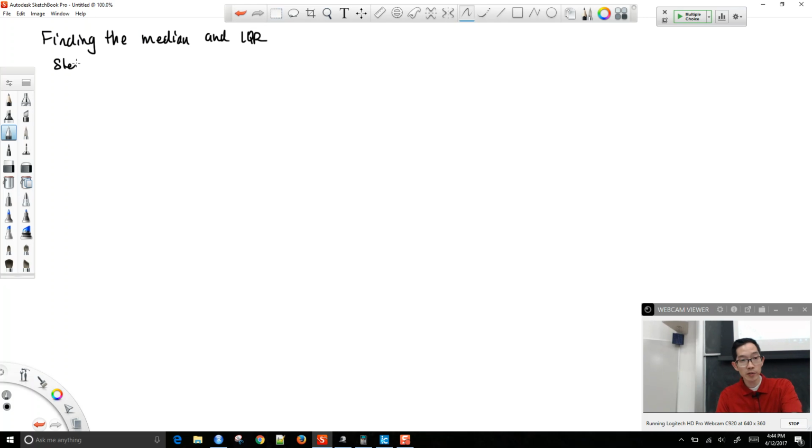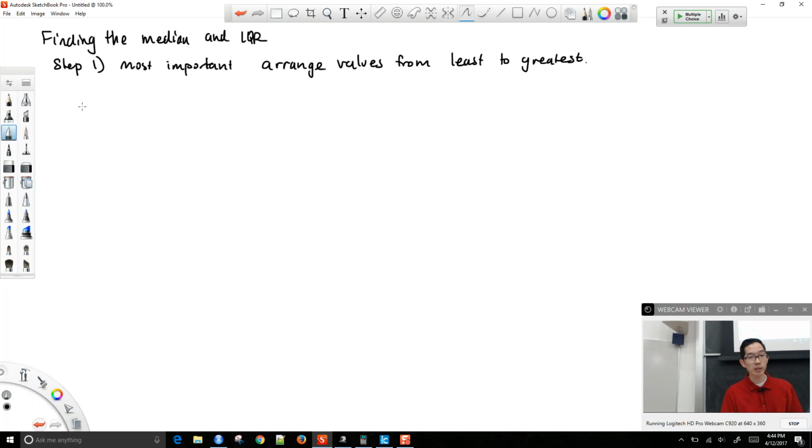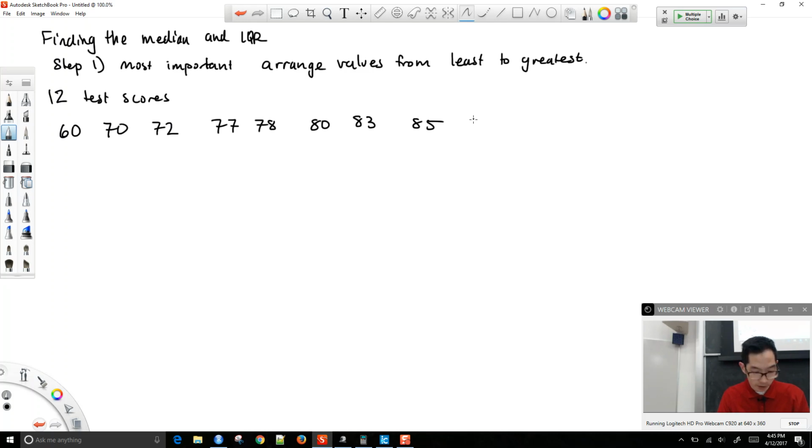Step 1, and this is very important, most important: arrange your values from least to greatest. Okay, so let's say I do that, and the values for 12 test scores are 60, 70, 72, 77, 78, 80, 83, 85, 88, 90, 92, and 97. Okay?